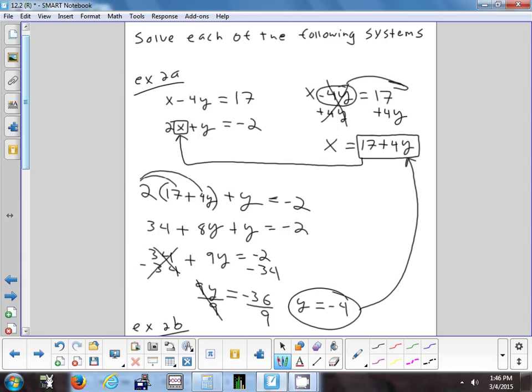Again, why didn't we just plug the negative 4 in to begin with? We didn't have it. We can't plug it in if we don't have it. Now we have it, we plug it in.